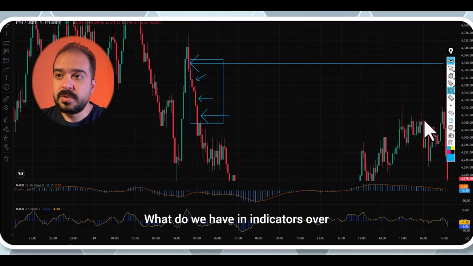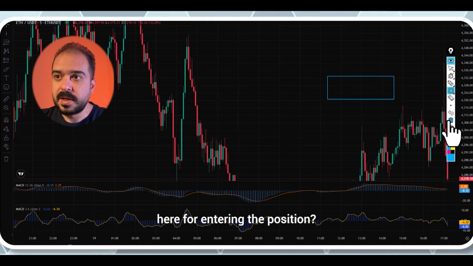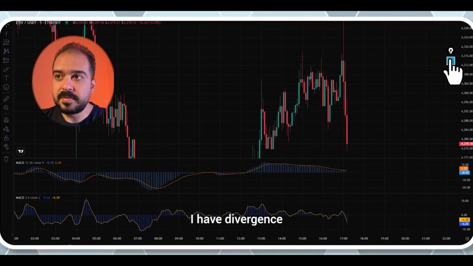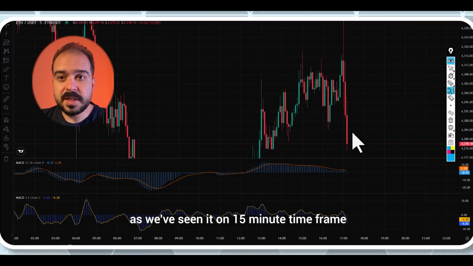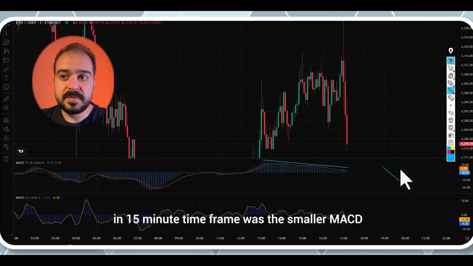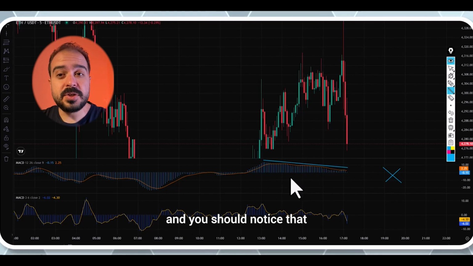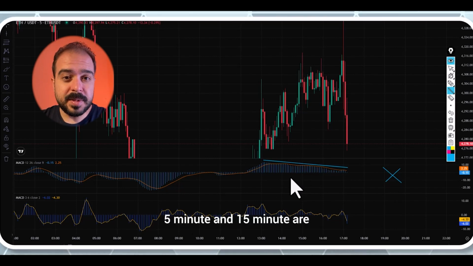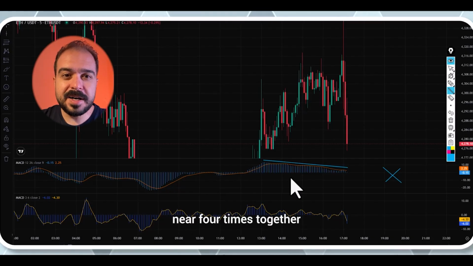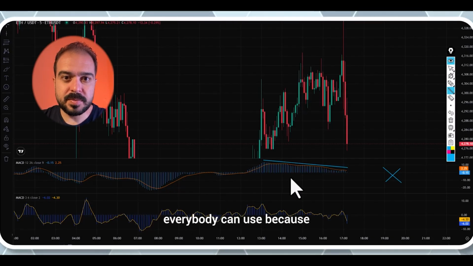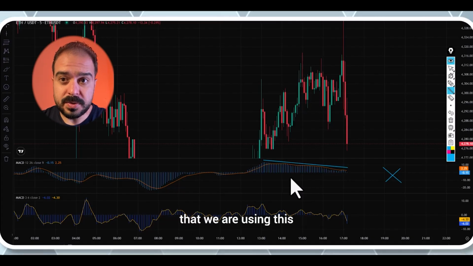So what do we have in indicators over here for entering the position? In the big MACD, let me make them bigger, I have divergence, as we've seen on the 15-minute time frame. This MACD in the 15-minute time frame was the smaller MACD, but here it is the bigger MACD. And you should notice that 5 minutes and 15 minutes are near 4 times together. And they are very regular time frames that everybody can use, because we can see so many things in these 2 time frames.